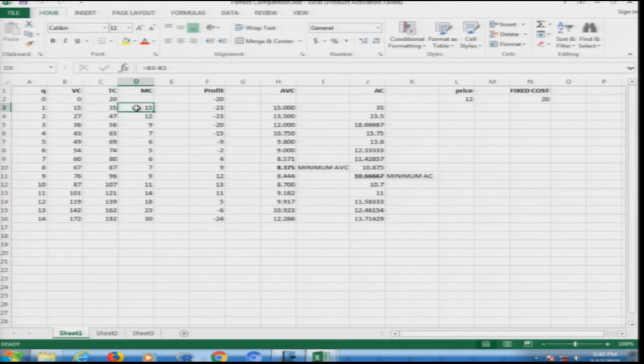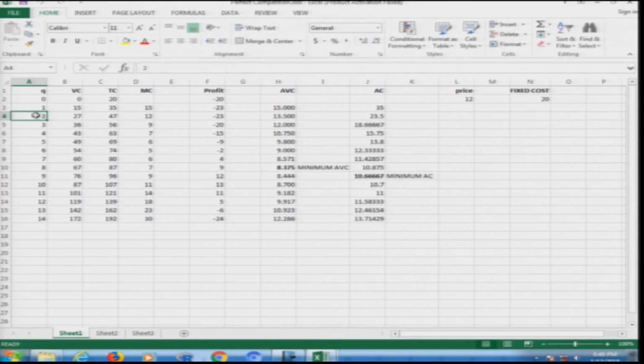We also compute what the marginal cost is. What is the marginal cost? The marginal cost is the change in total cost resulting from a change in output produced. So, if I produce one more unit of output, when I was not producing at all, the total cost was 20, the fixed cost was 20. When I produced 1 unit, the total cost increased to 35. So, the marginal cost is 35 minus 20, which is 15 rupees per unit.